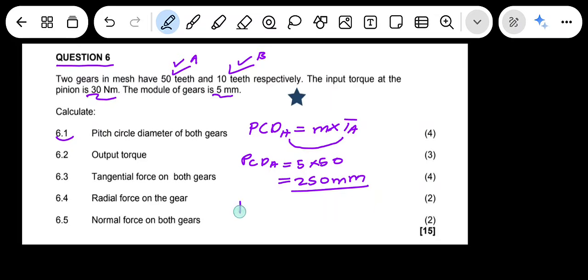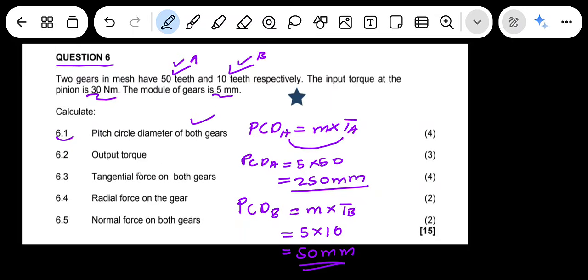Now let's find the PCD of gear B. We have the module multiplied by the teeth of gear B, so 5 multiplied by 10, which is 50 millimeter. That is what we have there. We are done with the PCDs of the gears.